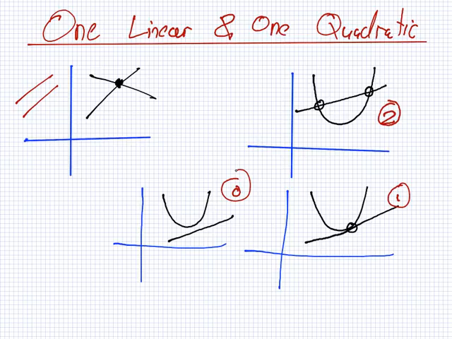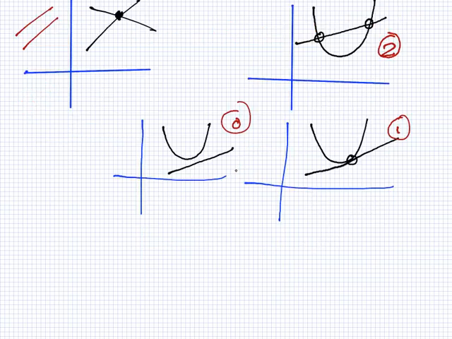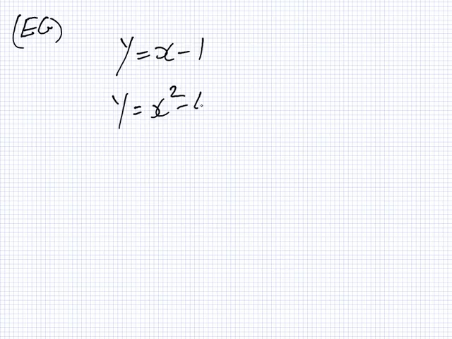Okay, so let's have a look at some examples. There's not really anything new here. In fact, we're going to use a method that we used in the last lesson on problems similar to this. So let's have a look at a couple of examples. Here's our first example. We have y equals x minus 1, and y equals x squared minus 4x minus 1. Okay, write this one down and we'll do it.